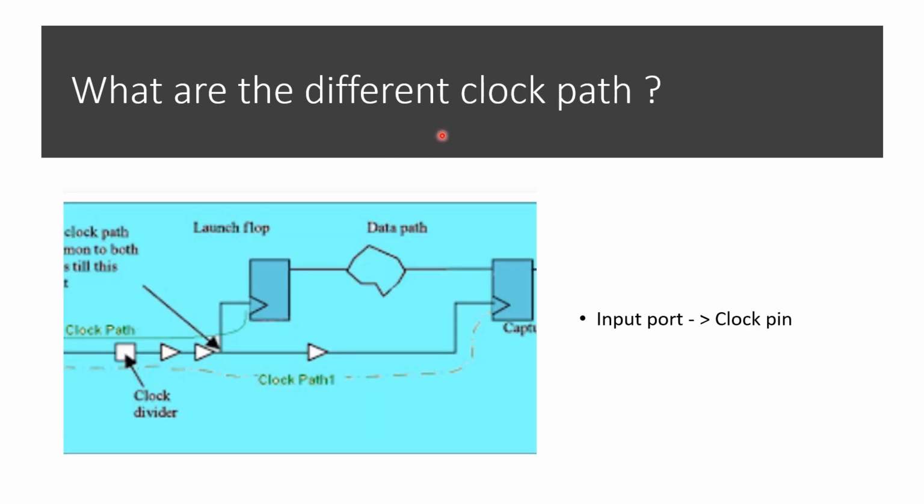So what are the different clock paths? The clock path here is from the input port to your clock pin. Basically there might be many buffers between the signals going from the input port to your clock pin. So here in this slide there are two clock paths.